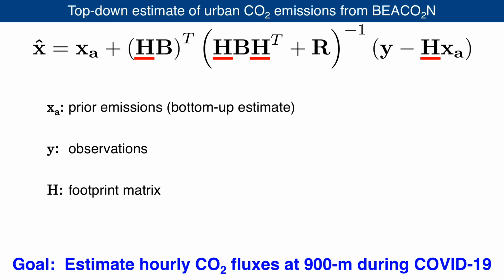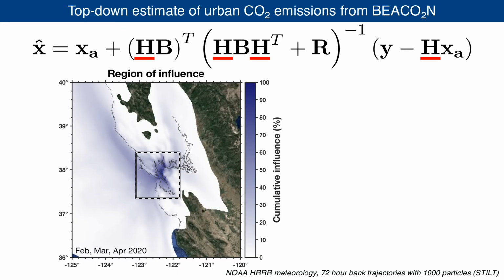This matrix encapsulates all of the atmospheric transport. So the way we construct this is using the STILT model, or the stochastic time-inverted Lagrangian transport model. In short, what we do is we advect 1,000 particles 72 hours backwards in time using meteorology from the NOAA High-Resolution Rapid Refresh to see where those particles came from.